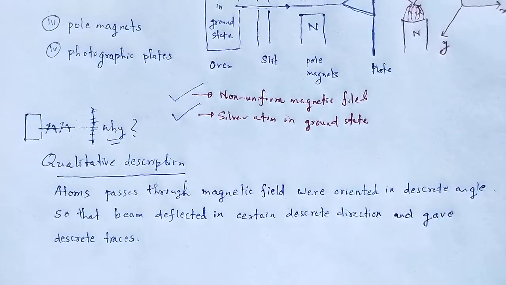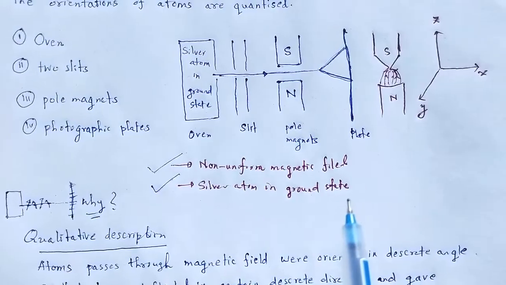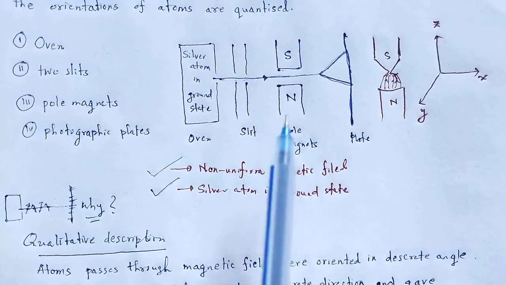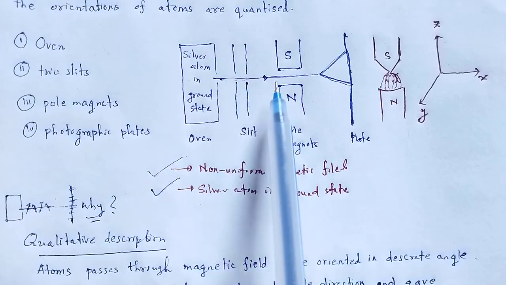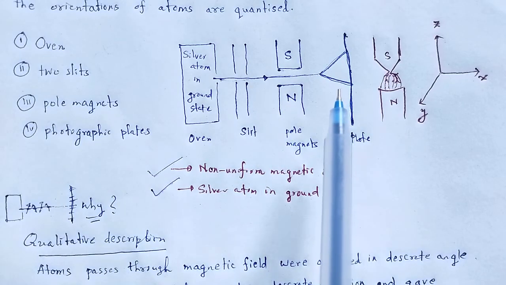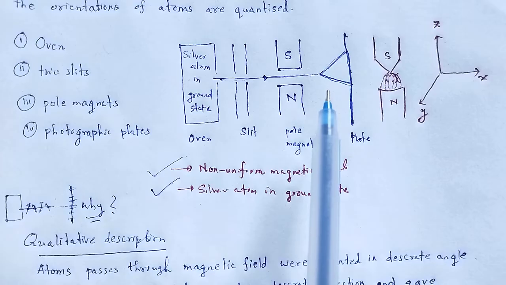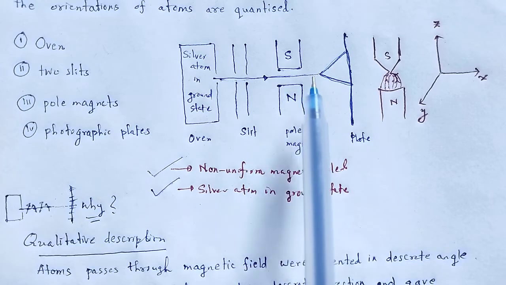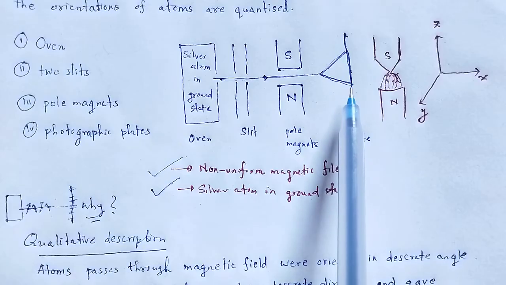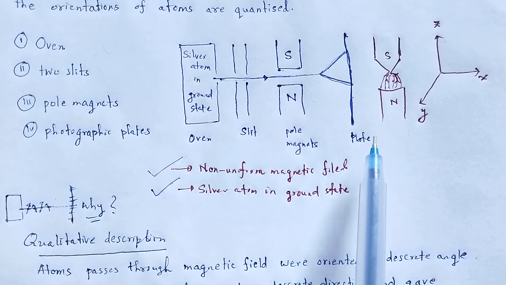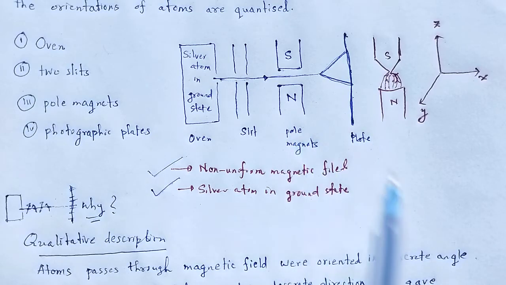Throughout that photographic plate, the orientations of atoms are of two ways. As a result, there are two traces found on the photographic plate. Let us define it quantitatively.